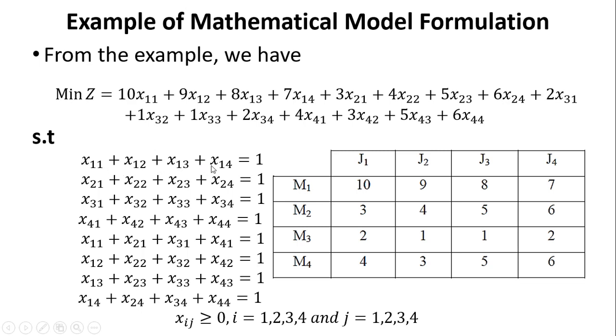x11 plus x12 plus x13 plus x14, this basically represents the restriction. This set of equations here represents the 4 restrictions row wise, okay, and then you have 4 other restrictions column wise, okay, these last 4, where the xij, from x11 up to x44, are greater than or equal to 0, okay, where i takes the value of 1 up to 4 and j takes the value of 1 up to 4.